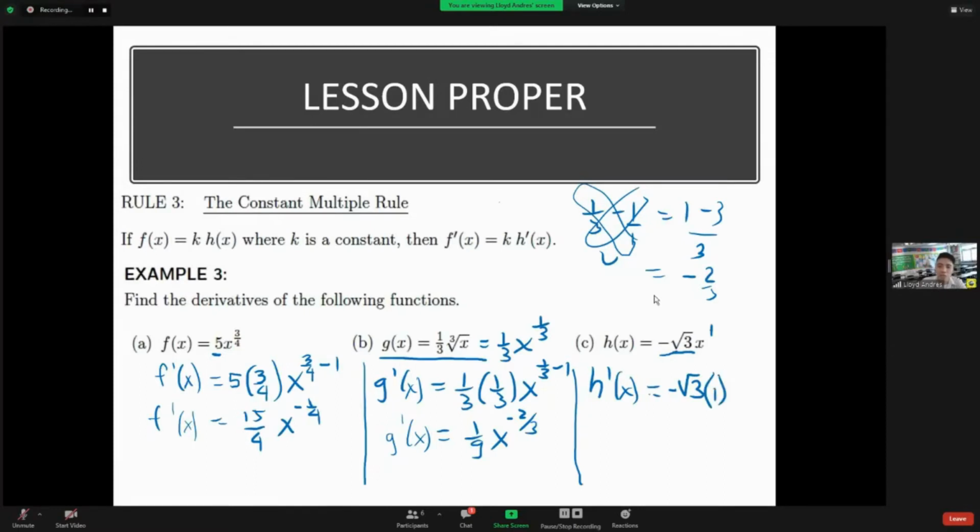Tapos, x, ang original na exponent nga 1, minus na to 1. That is now negative square root of 3 x exponent 0. And take note, x exponent 0 is actually 1. Okay, any number raised to 0 is 1 man. So, ang mabilin na lang is negative square root of 3. This is now our h prime of x. So, yun ang pag-apply sa constant multiple rule. Hopefully na kuha. Next is the sum rule.